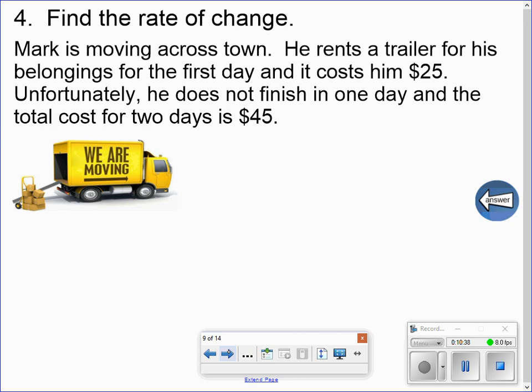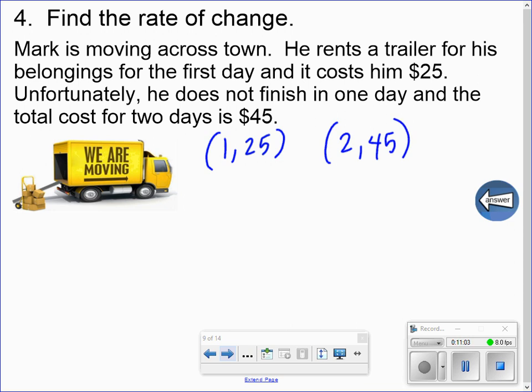From word problems, Mark is moving across town. He rents a trailer for his belongings. The first day cost him $25. Unfortunately, he does not finish in one day, and the cost for 2 days is $45. So if we're looking at rate of change, we know the first day is $25, so the point would be (1, 25). The second day is (2, 45), for 2 days is $45.